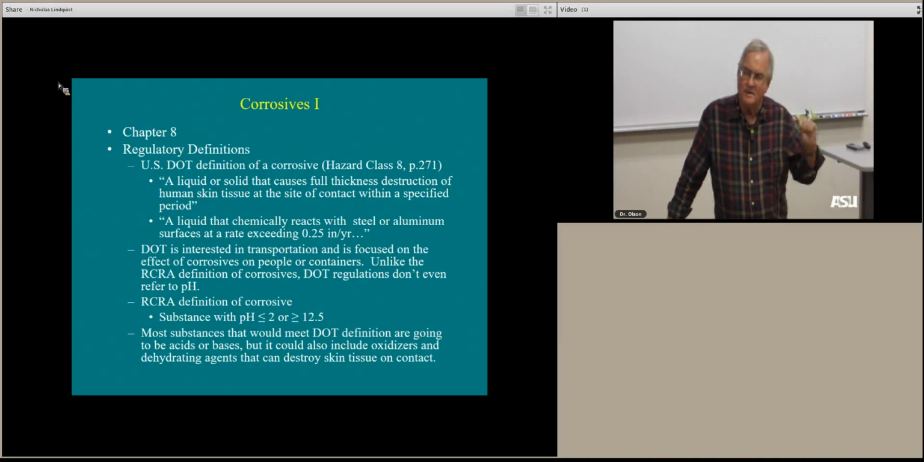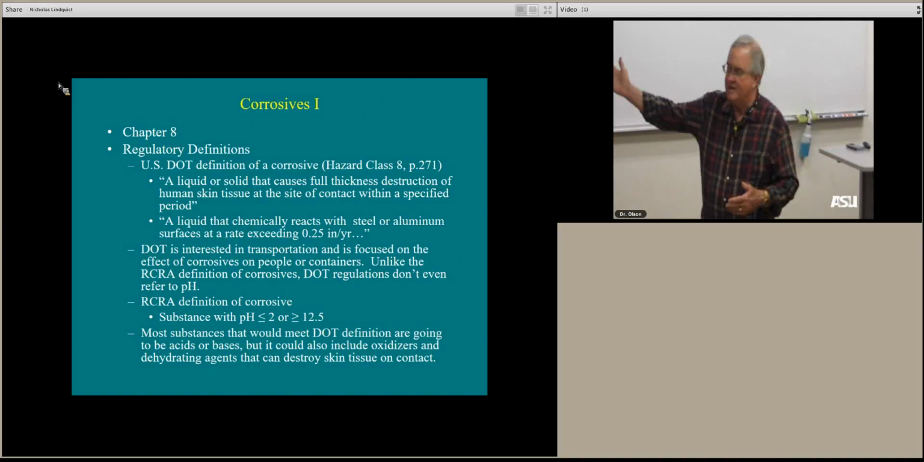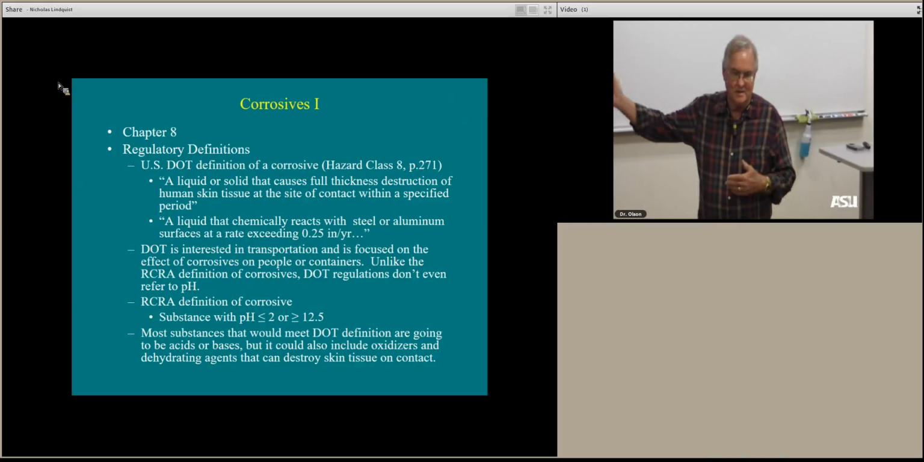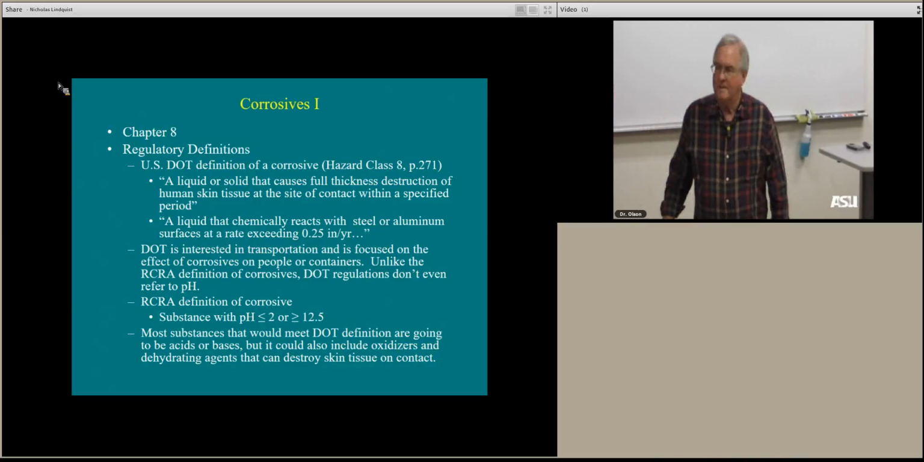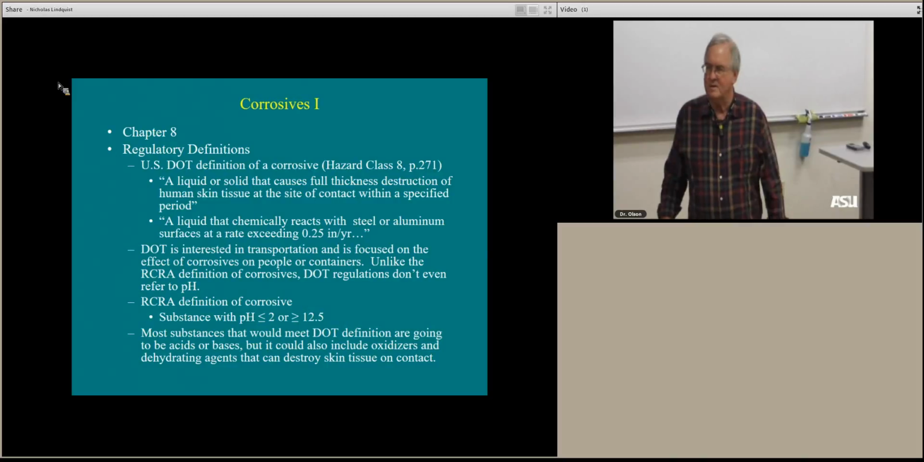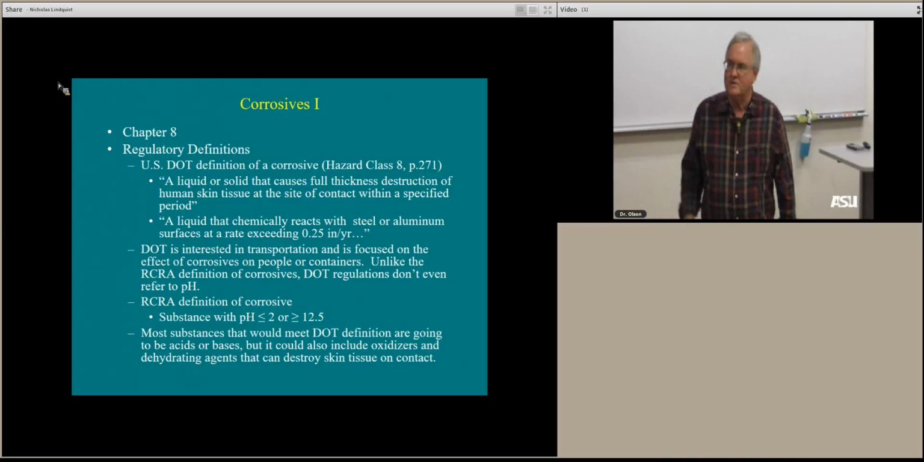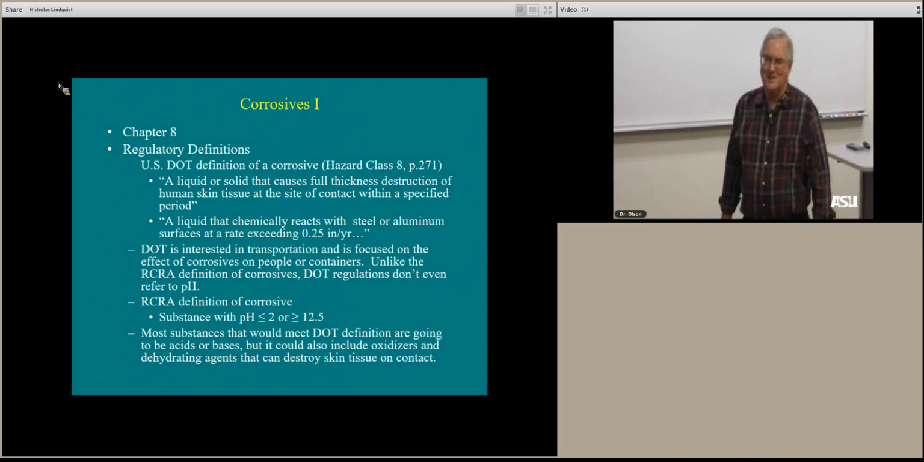But then if you look at the label on the can, it also says that Coke contains phosphoric acid. So in fact, Coke, Pepsi, doesn't matter, they're all on the acidic side, but they're not going to be meeting the definition of a corrosive under RCRA, because the pH is going to be greater than 2, which is pretty good. It'd be hard to sell Coke if you met the definition of a hazardous waste as a corrosive material.